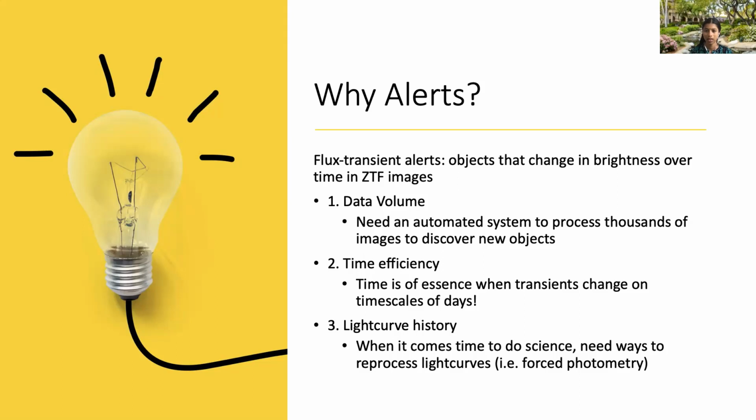And third, when you're performing a large scale analysis, you might want to reprocess all of the light curves. For example, you may want to weed out some of the transients that you initially thought were interesting that are instead flaring active galactic nuclei, which have historic light curves. And so you really need the light curve history to be quickly accessible in data archives. And so you need an automated alert system in order to perform these things.